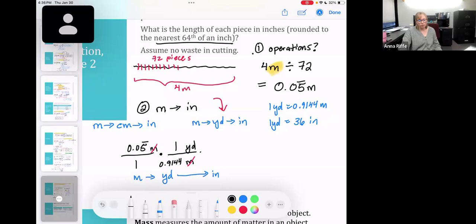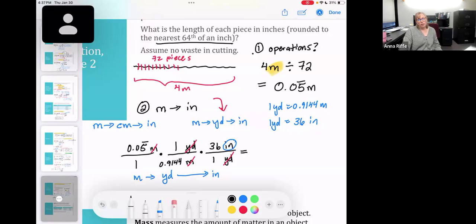I can do that using another unity fraction. I'm going to multiply by something that now has yards on bottom because I had yards on top on the one on the left. That means I need inches on top. Put the numbers that go with yards and inches in. 1 yard, 36 inches. Yards on top, yards on bottom cancel. The unit that remains is inches, which is what we want.